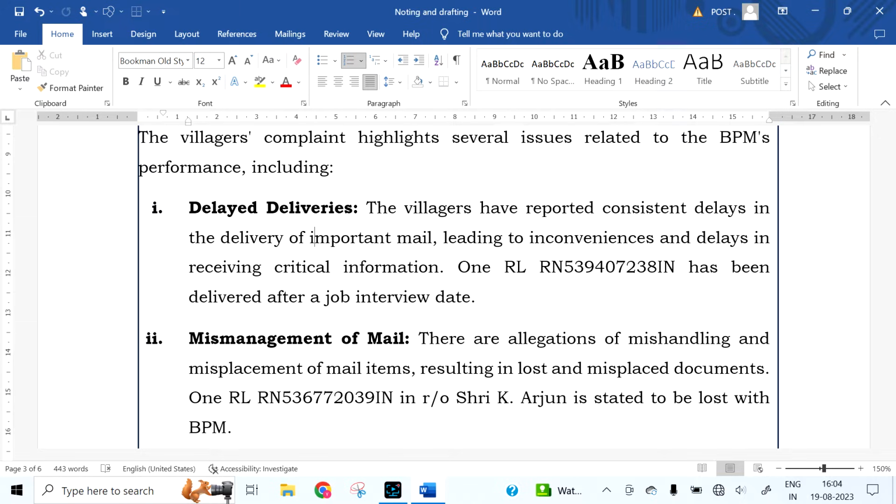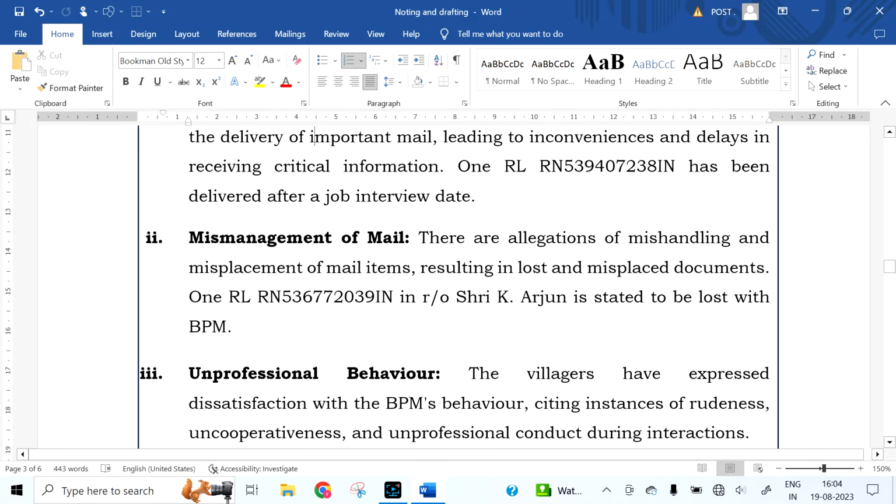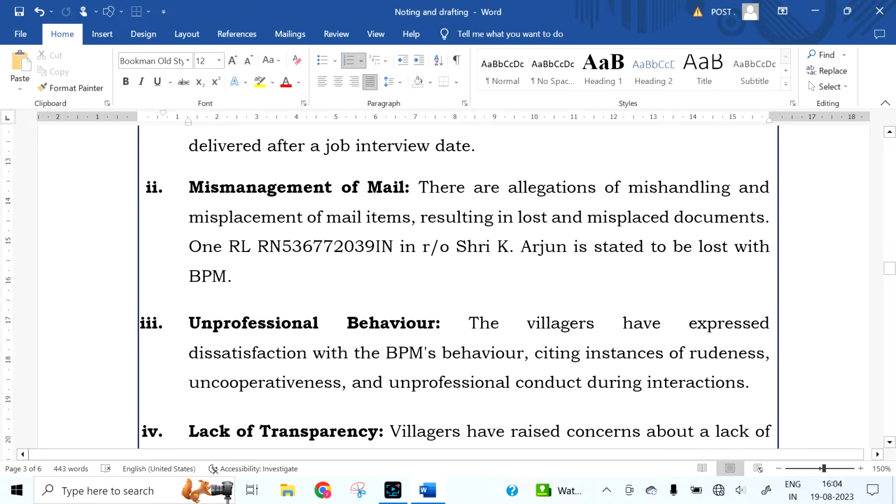One RL of so and so has been delivered after the job interview date. That means after the interview date is over, the RL has been delivered even though it was received well in time in the BO. That is the complaint. And mismanagement of mail: there are allegations of mishandling and misplacement of mail items resulting in loss and misplaced documents.